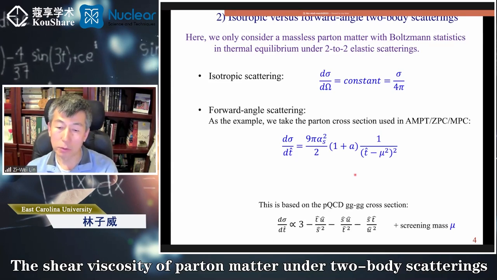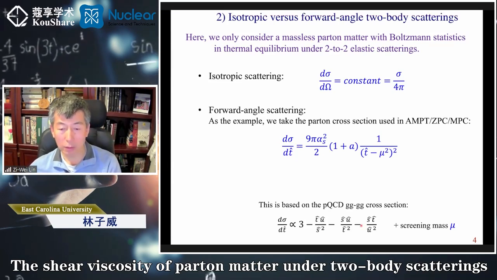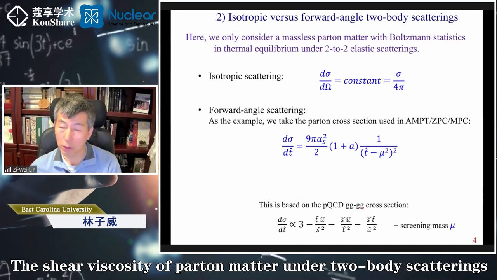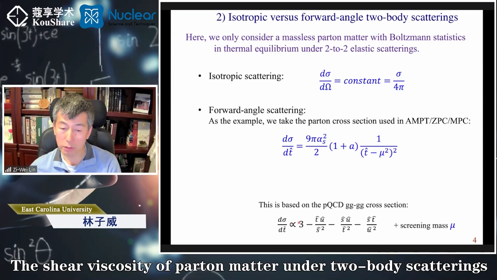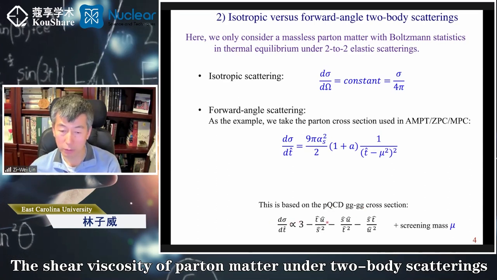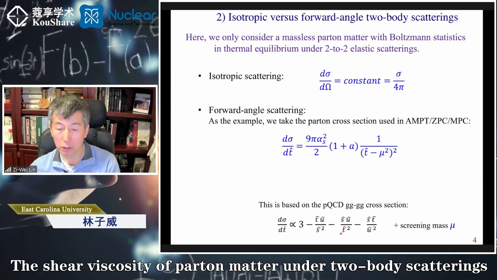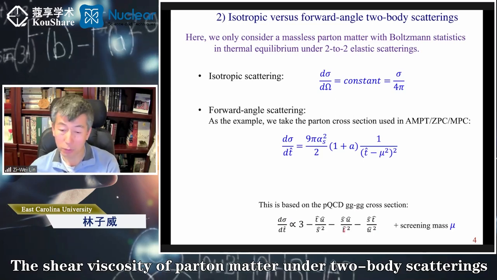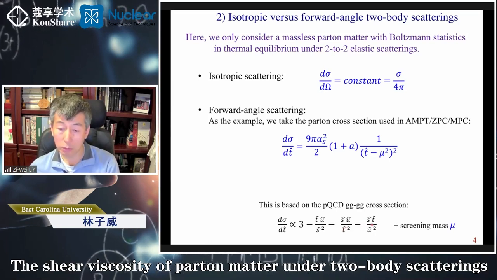And in this way, we describe the angular distribution. And this distribution is based on the pQCD two-gluon scattering cross-section, where the two-gluon cross-section without the screening mass is written in this form, where you can see the dominant part in principle, or the divergent part, is in the t-hat and u-hat terms, which are symmetric.